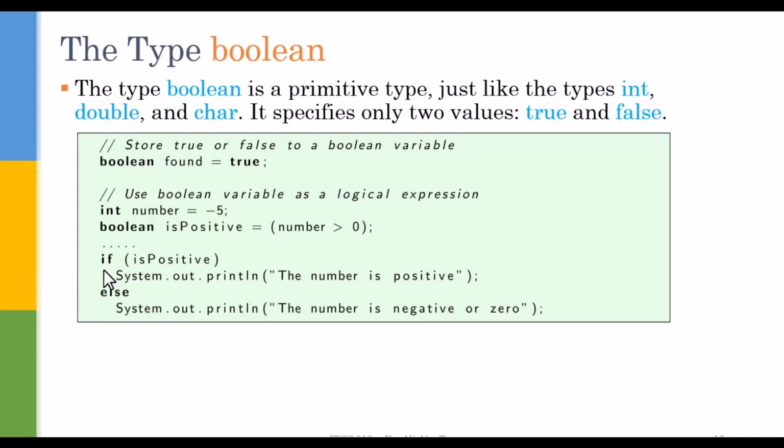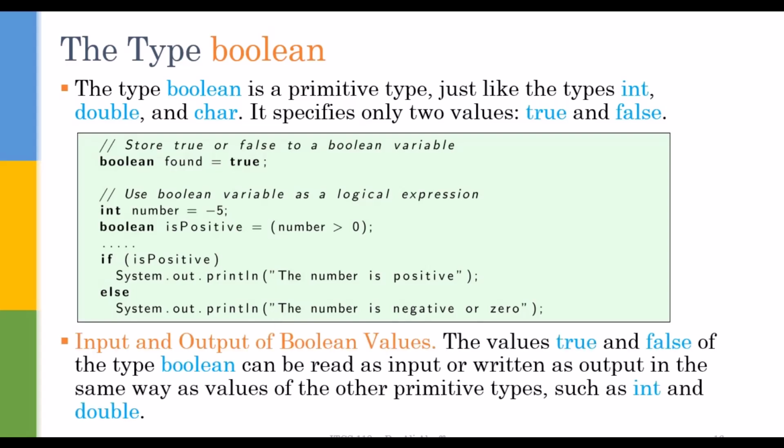The third usage is inside an if statement. You know that for an if statement, we have a condition, and the condition is either true or false. So here there is no need to check whether the variable is true or false. Just write the name of the Boolean variable, and if it is true, the if statement will do the yes statement, and if it is false, it will do the false statement. Here, since number, which is -5, is not greater than 0, isPositive will be false. When the if statement is evaluated, this is false, so it will go to else and execute that statement.